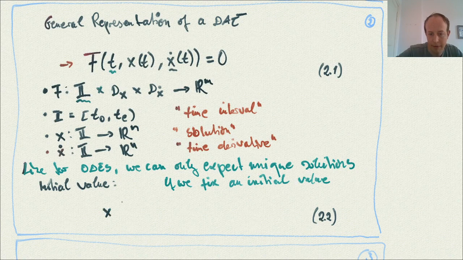So there will often be this additional initial value, or the requirement that x of t0 should be the same as x0. And the reason why this is so separated, we don't write this into one, is because initial values will play their own role in the analysis of DAEs, and that's why it makes sense to sometimes just consider the DAE, which is this equation here, and then maybe equip it with an initial value, and then talk about solutions of the DAE, and also talk about solutions of the initial value problem. But there will be a definition to that in a second.